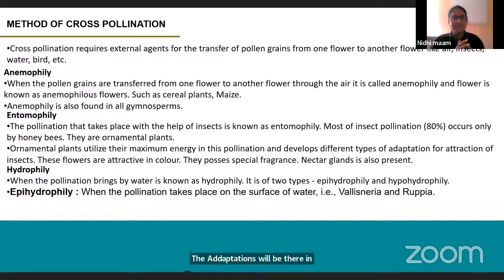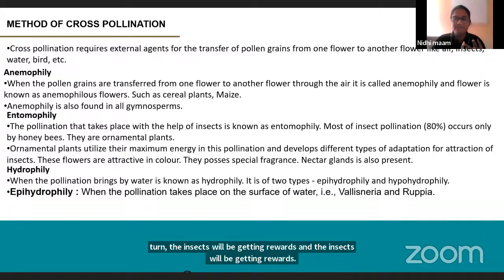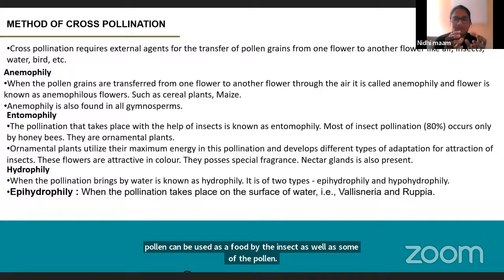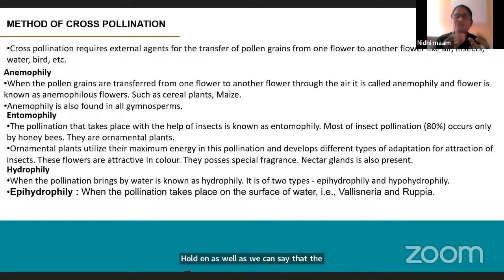And in this entomophily, what do the insects get? If the insects pollinate, in turn the insects will be getting rewards, a prize. In turn the plant will give nectar. The plant gives nectar and pollen. Pollen can be used as a food by the insect. As well as we can say that the flower will be the safe place for the insects to lay the eggs.